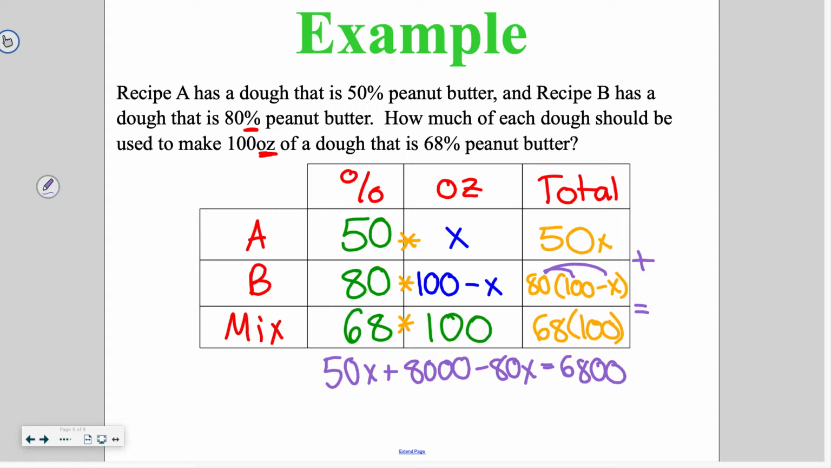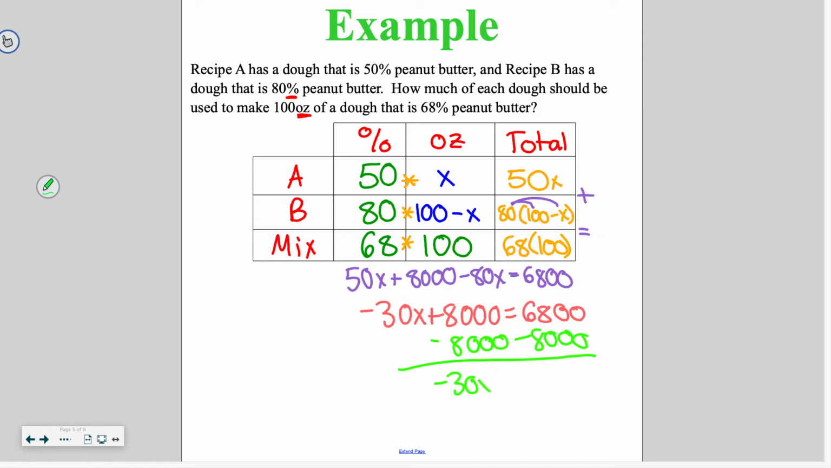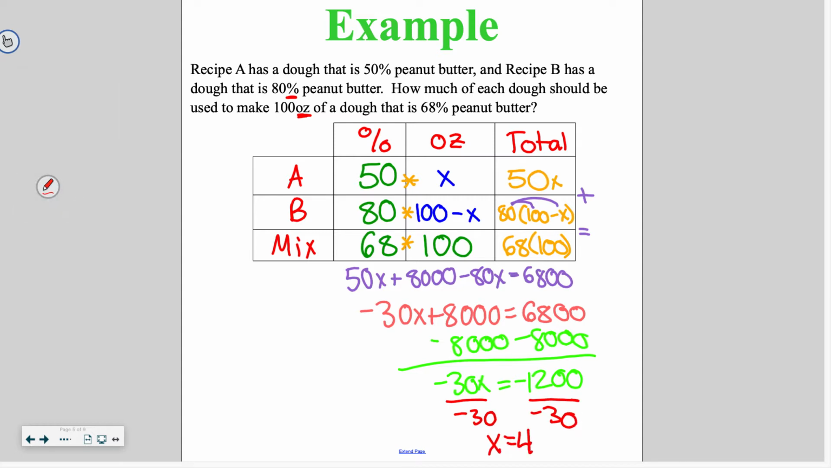Both of our variables are on the same side this time, so we're going to go ahead and just combine those like terms, which is going to give us 50 minus 80, giving us negative 30x plus 8,000 is equal to 6,800. Using SADMEP, I'm going to go ahead and subtract 8,000 from both sides, giving me negative 30x is equal to negative 1,200. Dividing both sides by negative 30, I end up with x is equal to 40.